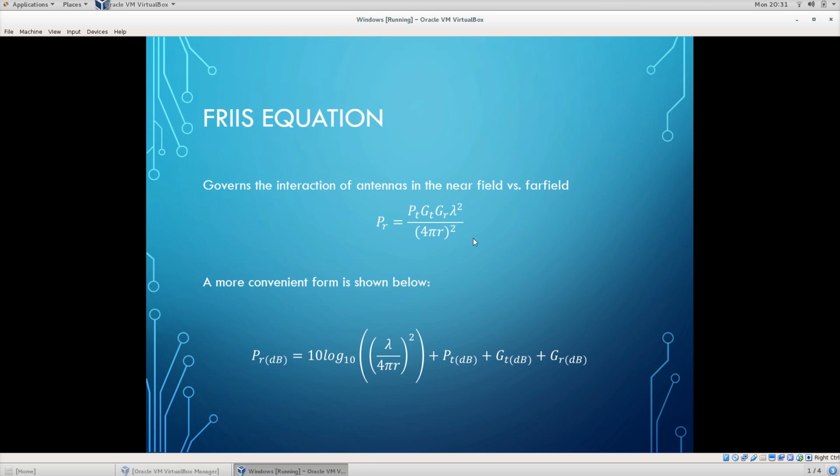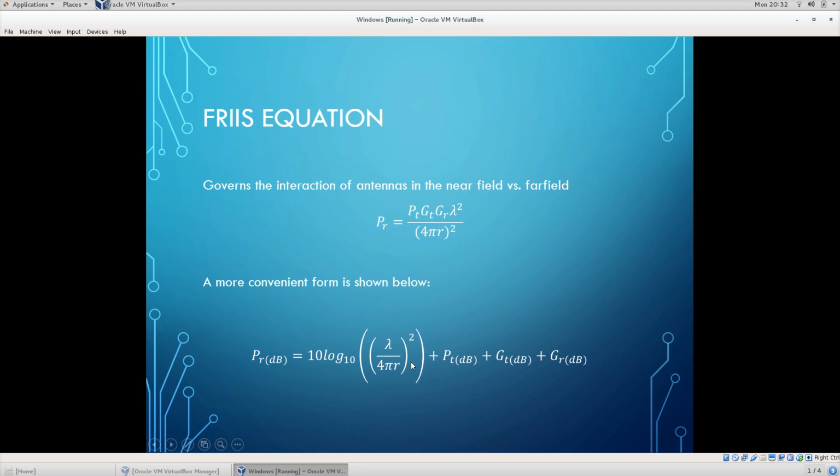Now, it's all squared. This is the original formulation for the Friis equation, and if you were to calculate it this way, you need to know what your power was in watts, and you want to know what your gain is, but not in dB. You'd want to know it as a linear value, and then you want to know your wavelength, and you could calculate it this way. A more convenient form, especially for the calculations that we're going to be doing, is this formulation.